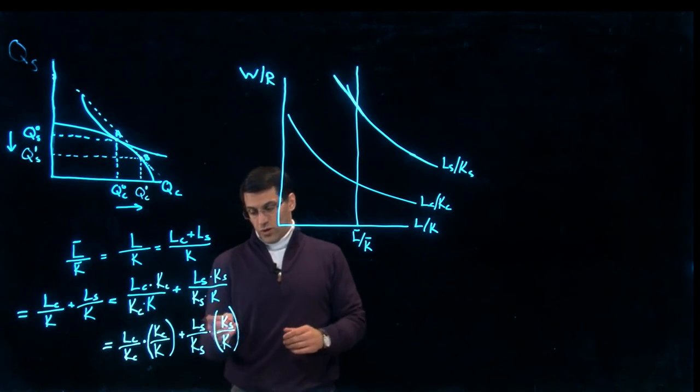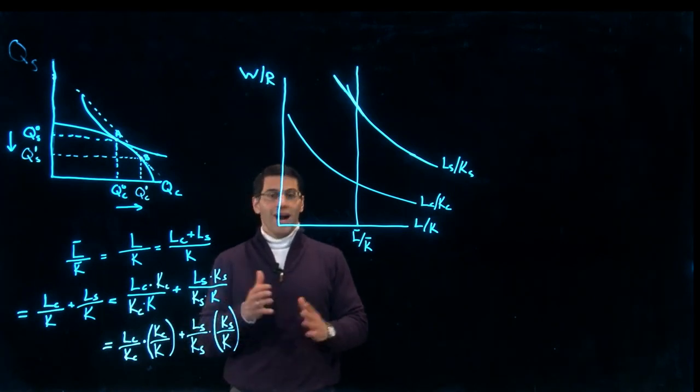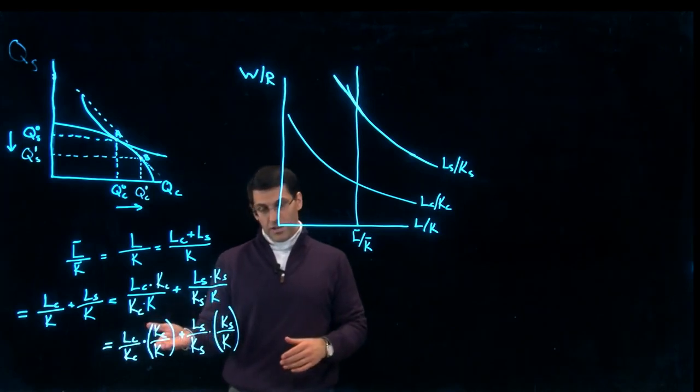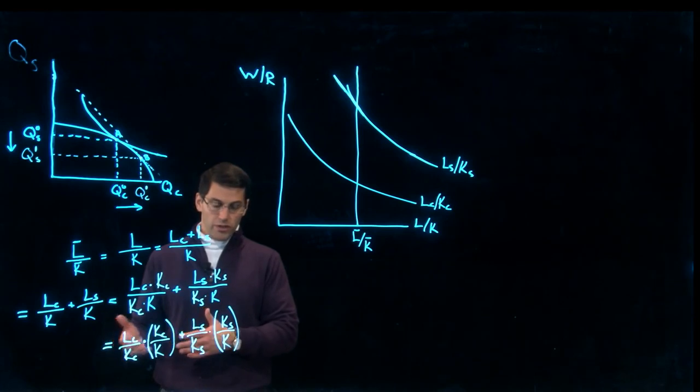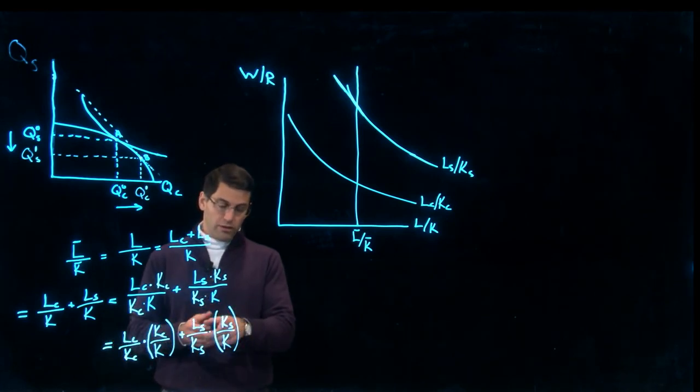And of course, one thing you can see is that what is Ks? Well, Ks is just equal to 1 minus Kc. Right, so if I increase Kc, if I put more weight into the computer sector, then I'm putting less weight, and Ks will go down. I'm putting less weight in the shoe sector.